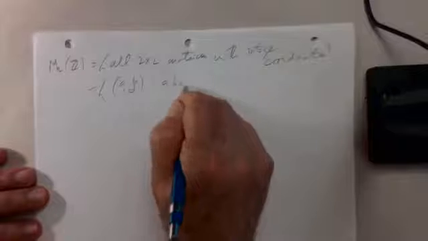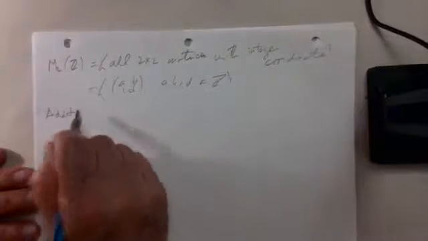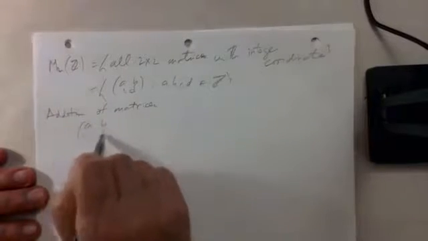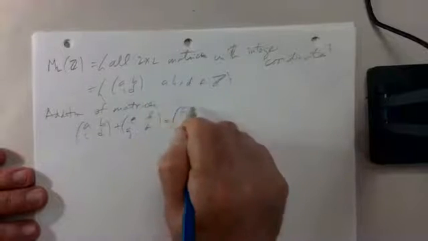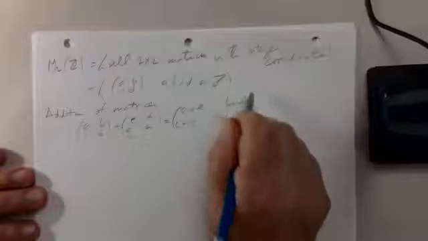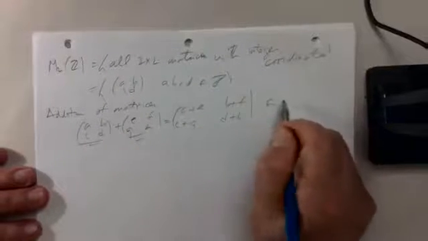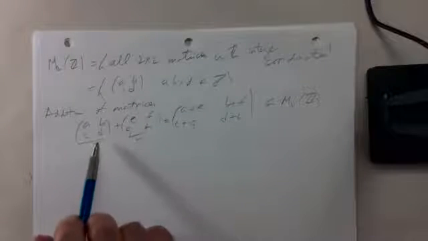So this is all matrices A, B, C, D, where A, B, C, and D are integers. So how do we define addition of matrices? We define it coordinate-wise. A, B, C, D plus E, F, G, H. You just add the first coordinates, the second coordinates, the third coordinates, and the fourth coordinates. This is an addition. You have 2 matrices, you add them, you get another matrix. And this addition is associative.